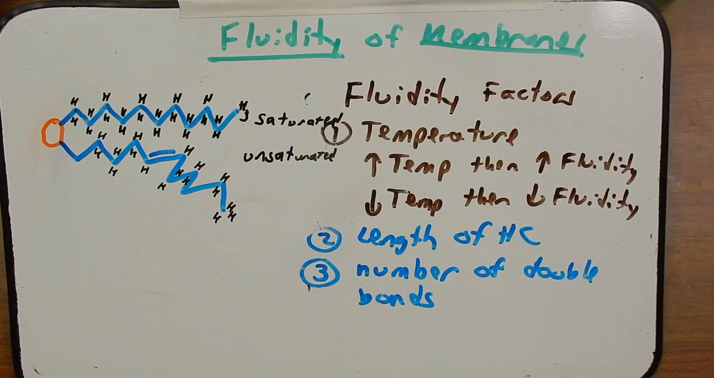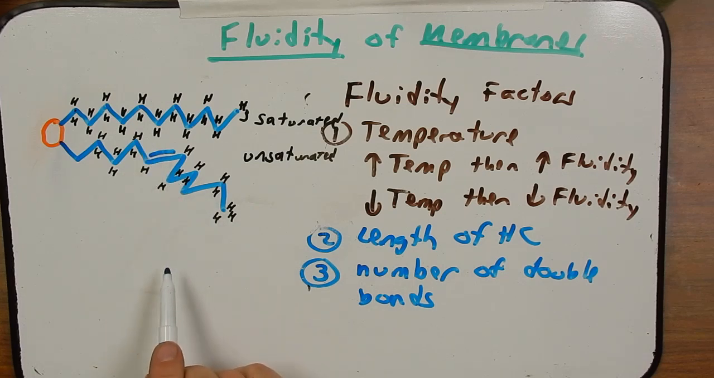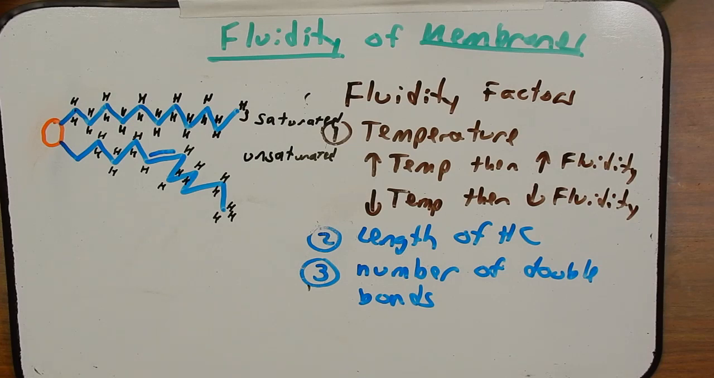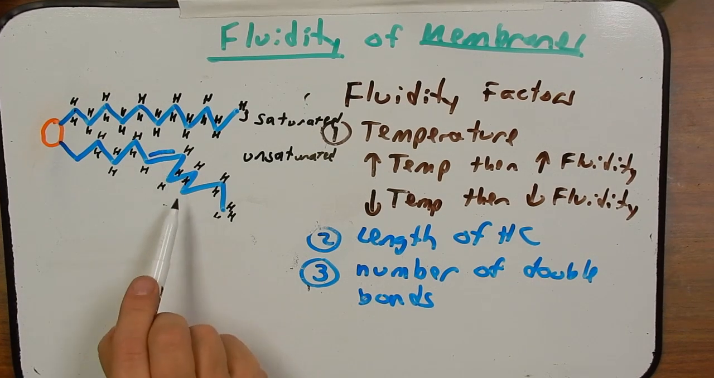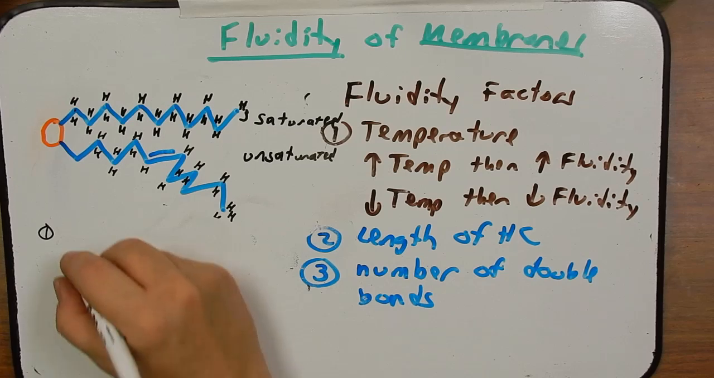And phospholipids like this will have varying degrees of saturation. Sometimes there will be one in there. Sometimes there might be 10 or 15 double bonds in there. And that changes the ability for the membrane to be fluid. So how do double bonds impact fluidity? So let's write down some rules here.